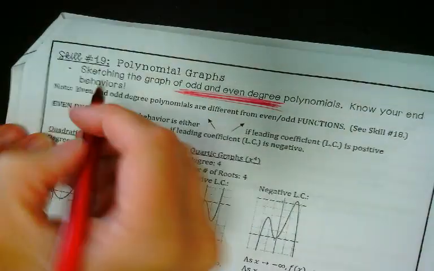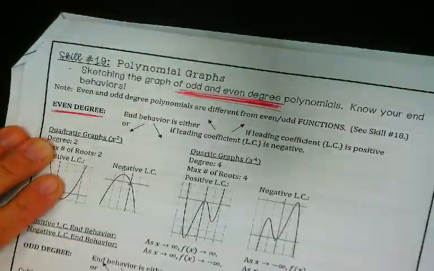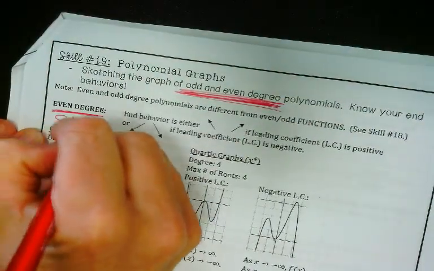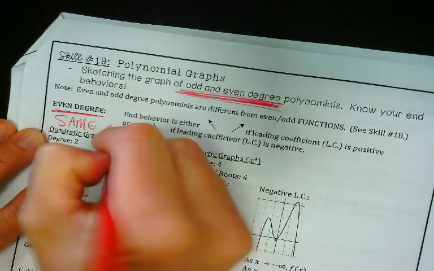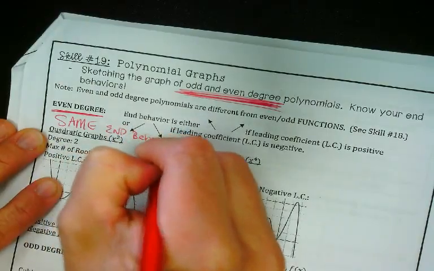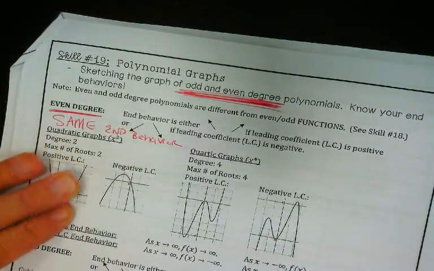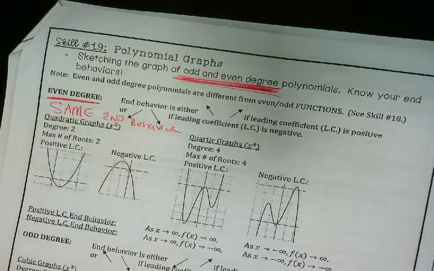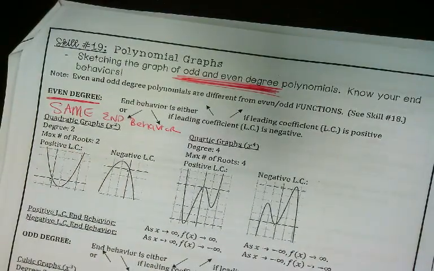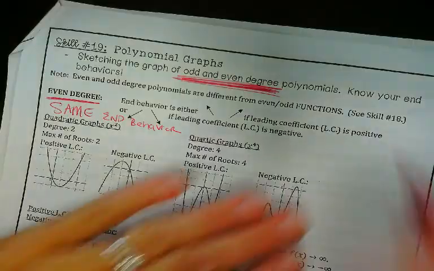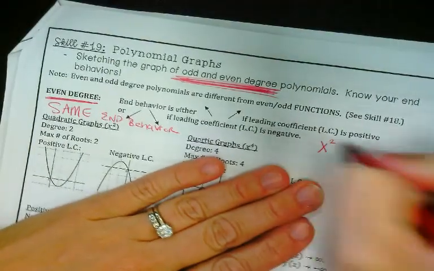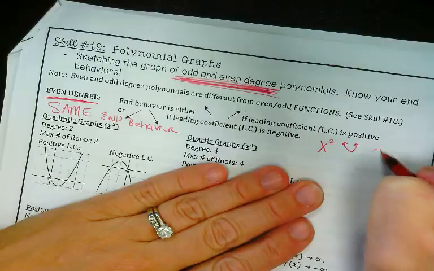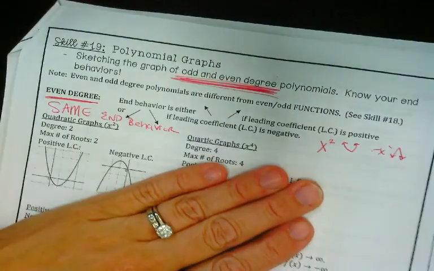Just as a reminder, if it's even, that means the end behavior is the same. So I'm going to put same end behavior. That means it starts and ends up, or it starts and ends down, like a parabola, like x squared. So when I think even degree, I think of x squared. They either both start and end up, or if it's a negative x squared, they start and end down.